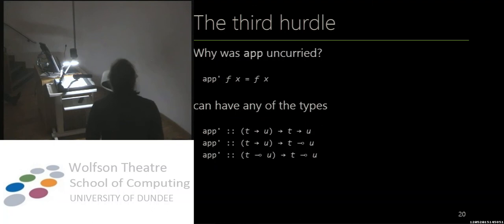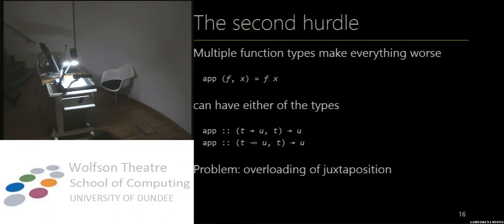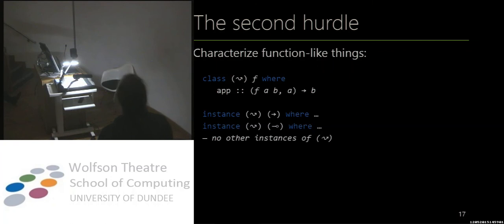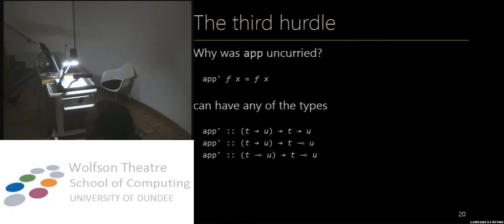And so this sort of solves my first problem, which is to say now I can say this app thing takes, for some squiggly arrow t to u, a t, and gives you back a u, and that's fine. But there's another problem that Sam was sort of pointing out in there. I sort of started writing app curried, right? And you can say, why did I do that?